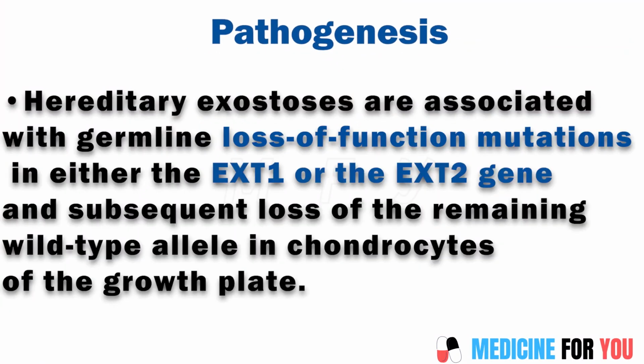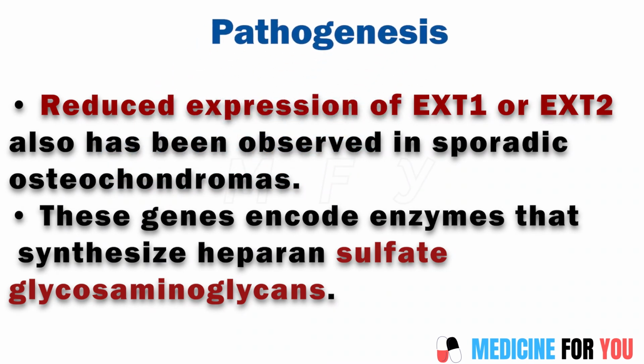Pathogenesis. Hereditary exostoses are associated with germline loss of function mutations in either the EXT1 or the EXT2 gene, and subsequent loss of the remaining wild-type allele in chondrocytes of the growth plate. Reduced expression of EXT1 or EXT2 also has been observed in sporadic osteochondromas. These genes encode enzymes that synthesize heparan sulfate glycosaminoglycans.